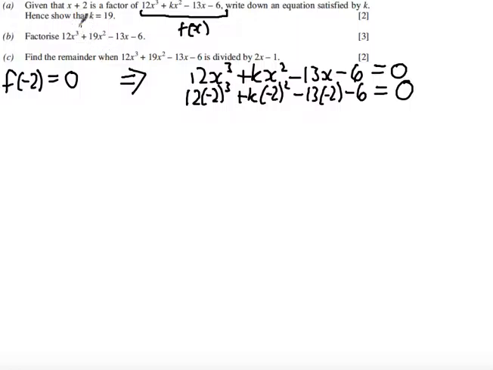The fact that it's said to show that k equals 19 means that I have to set up this equation and solve it as if I don't know k equals 19. K equals 19 is given so that the next part of the question can be answered if I can't answer the first part.